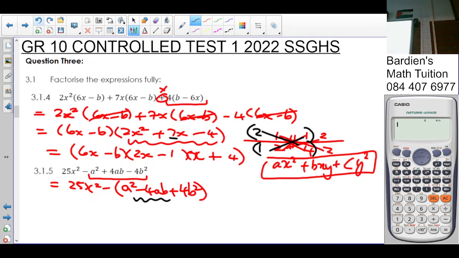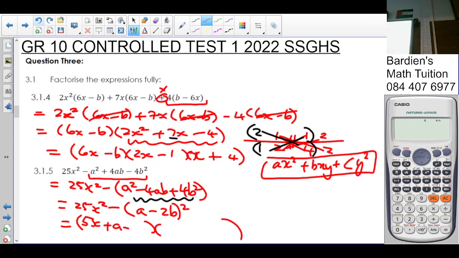So what do you notice here? As I said, it's a perfect square trinomial. So it's going to be a minus 2b. So what do you notice now? What's the square root of 25x squared? 5x. What's the square root of a minus 2b all squared? A minus 2b. So that's going to give you 5x plus a minus 2b and 5x minus a plus 2b.